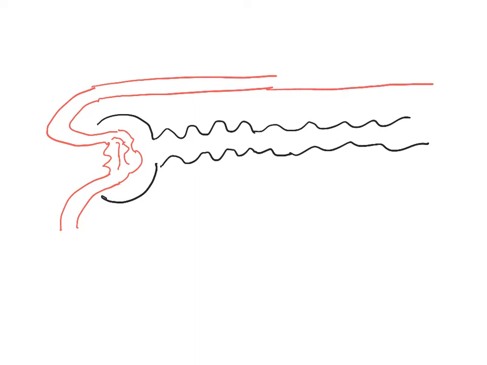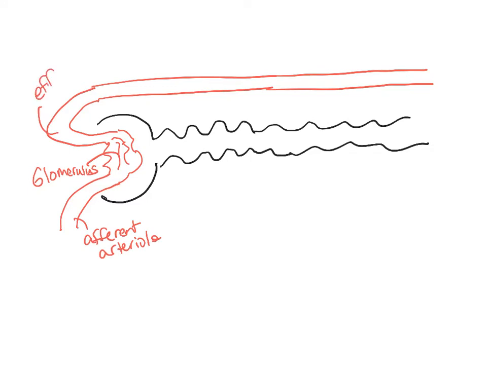So let's just draw this out and let's name a couple of things here. So this is the afferent arteriole. This is the glomerulus. This is the efferent arteriole. And this is the peritubular capillary.